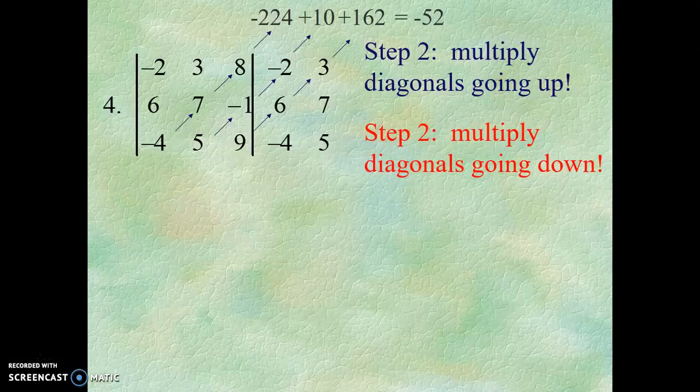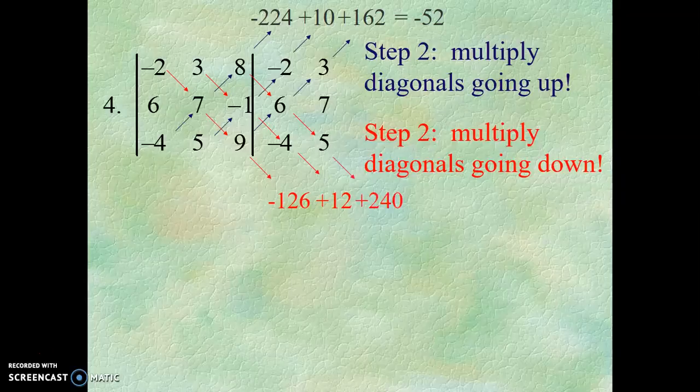Step 2, part 2, let's call it that: multiply diagonals going down. We're going to start up at that negative 2 in the far left-hand corner. So negative 2 times 7 times 9 gives us negative 126. Then 3 times negative 1 times negative 4 gives me positive 12. And then 8 times 6 times 5, we get positive 240. Notice that we're adding these, by the way.